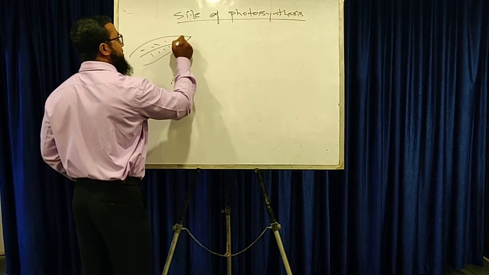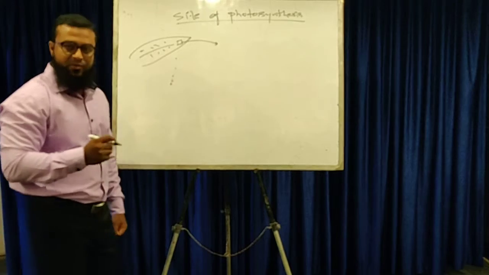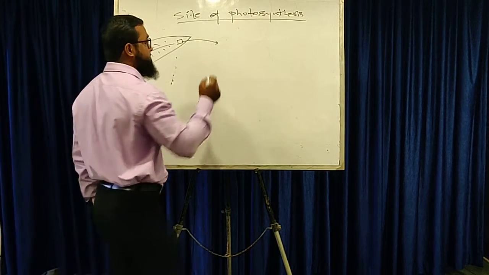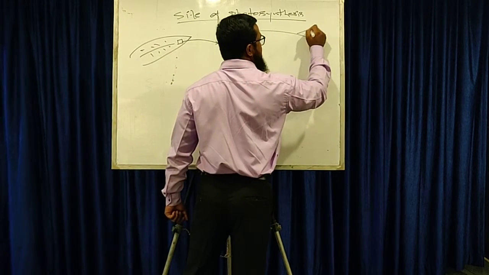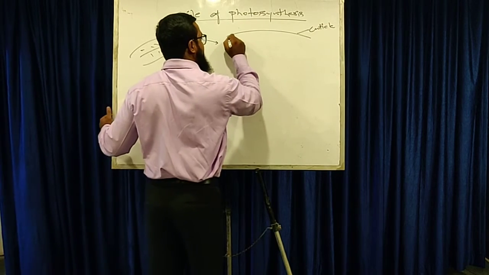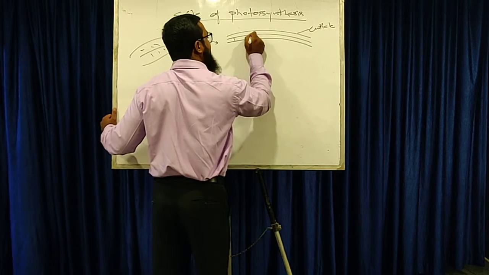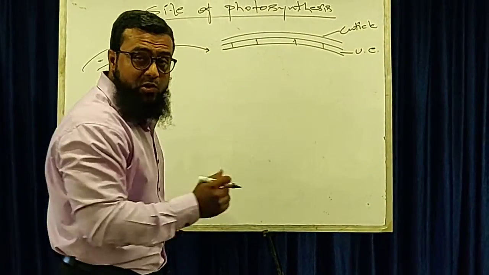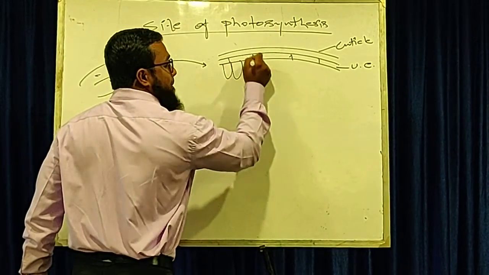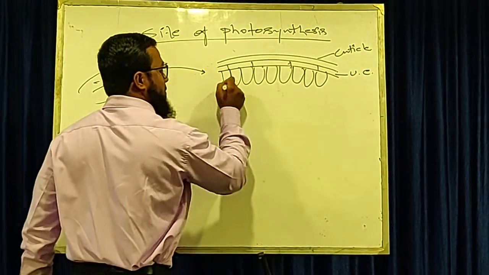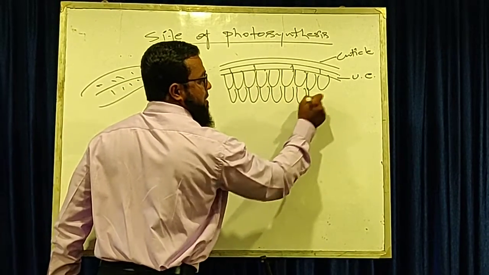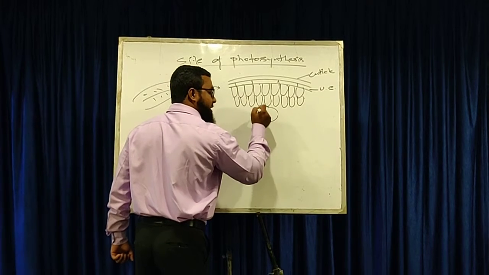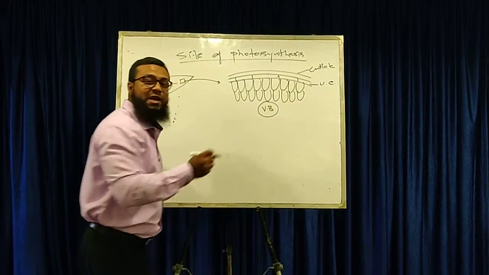If we take the cross section of the leaf and zoom it, the figure that comes in front of us shows the cuticle. This is called the cuticle. This is called the upper epidermis, which I'm writing in short form. Below the upper epidermis, we have the palisade cell. Remember that this is the zoomed diagram. This is the palisade cell. Below the palisade cell, one bundle is present which we call a vascular bundle.